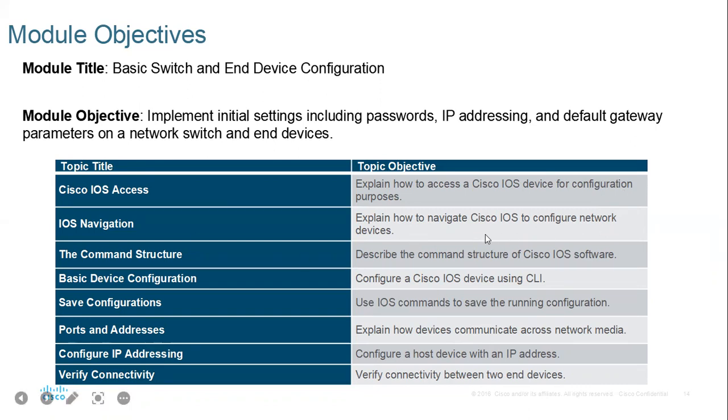Then we'll look at how we navigate through that. We'll look at some configuration using the CLI. I'm going to run through the theoretical part of this module. Then in another set of videos where we'll be considering the lab, I'm going to use an active switch, or I'm going to use Packet Tracer and run through most of this lab. So you know how to access the CLI, and you know how to configure a host device with an IP address.